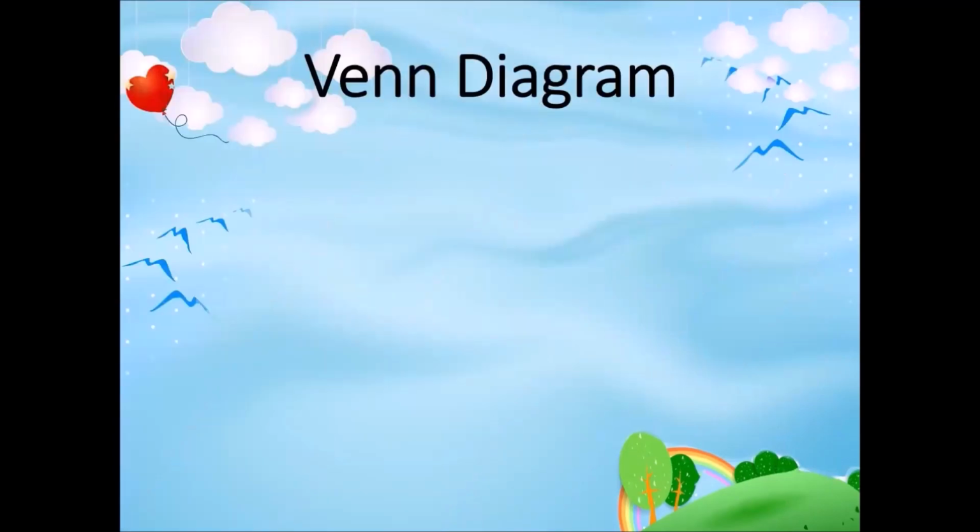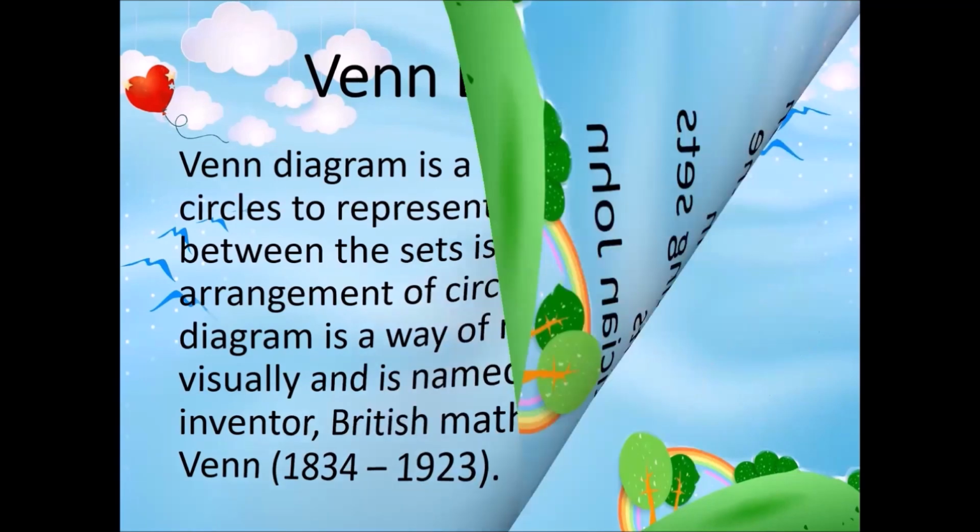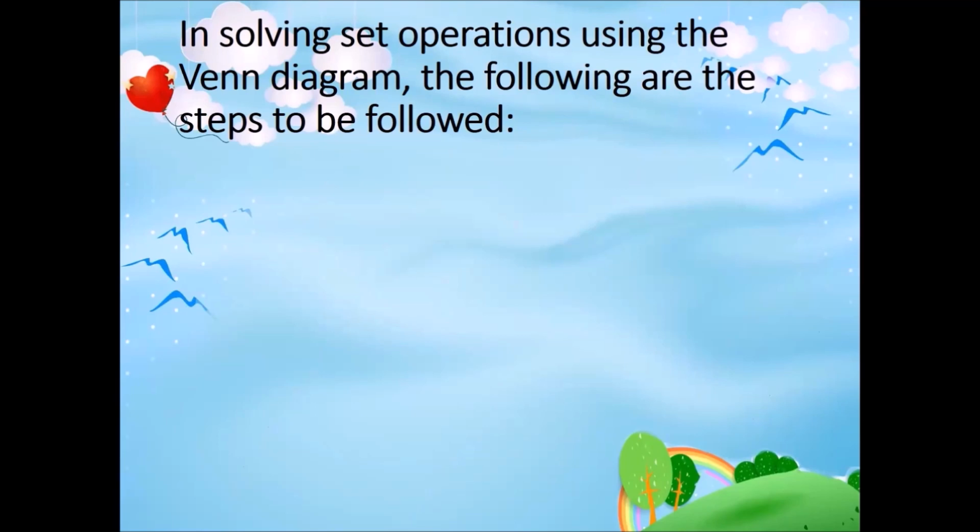Now, let us define Venn diagram. A Venn diagram is a diagram that uses circles to represent sets. The relation between the sets is indicated by the arrangement of circles. The Venn diagram is a way of representing sets visually and is named after its inventor, British mathematician John Venn, 1834 to 1923.